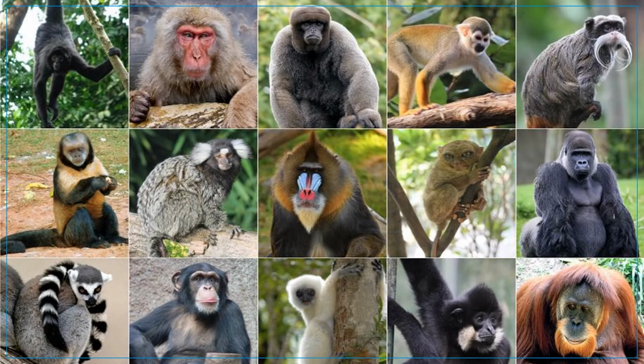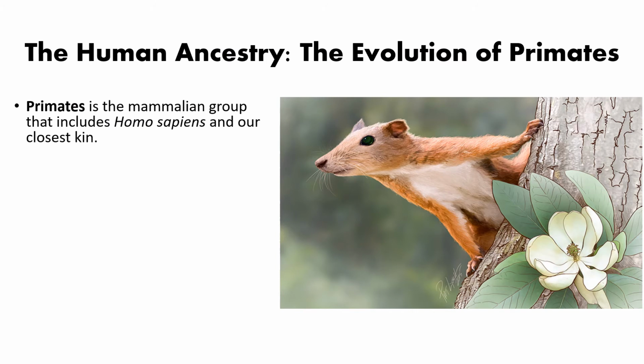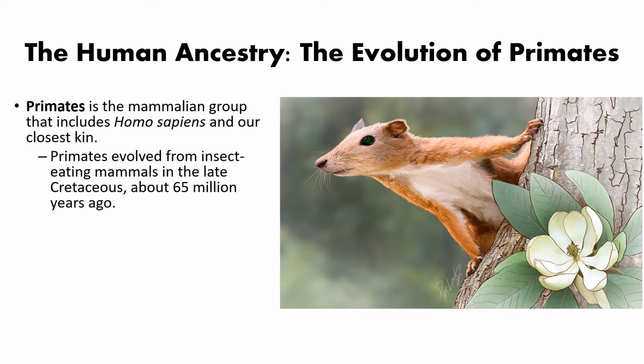So we're now going to really focus in on the primates because this is the group that we're in. So we're going to talk about different groups of primates and ultimately going to talk about human evolution. Primates are an order within the group Mammalia, and they're going to include Homo sapiens and all of our closest kin. It's thought that primates evolved from an insect-eating mammal that lived during the late Cretaceous around 65 million years ago, which is right around when the dinosaurs went extinct.